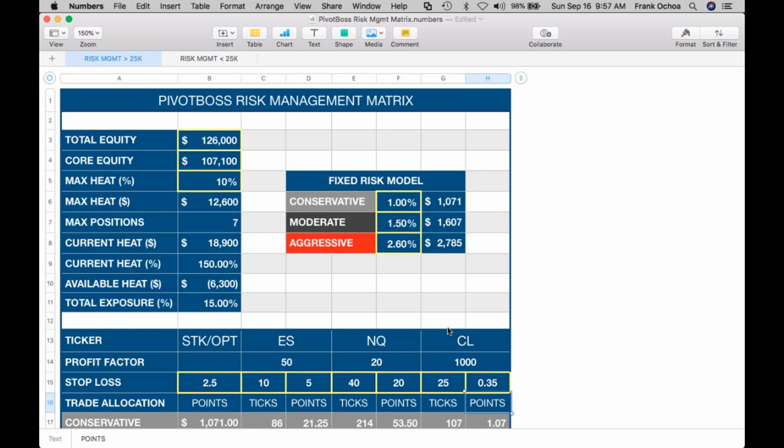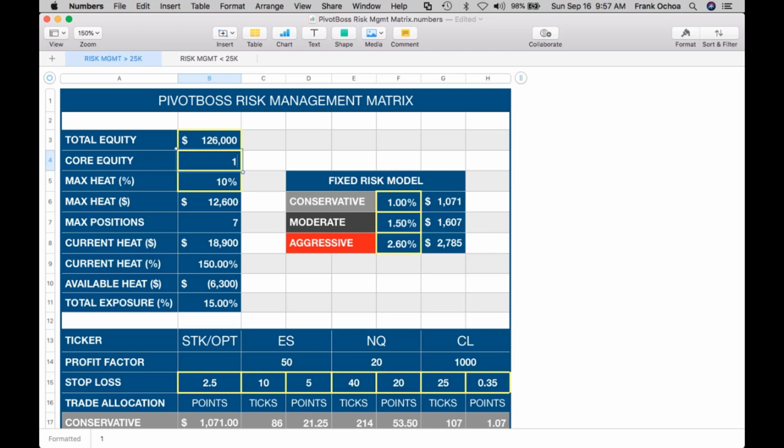So again, this is a quick way for you to identify your trade allocation based off of your total and core equity, and also based off of the current heat that you have at play and the available heat that you do have left to trade. So again, a great way to go. So over here, let's update this again.